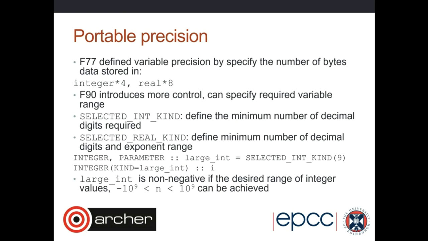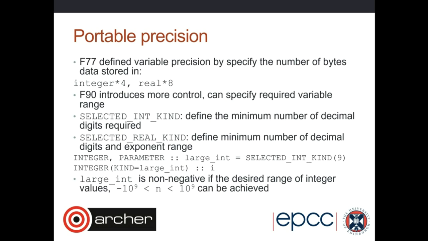So here's an example. I've got this select int kind 9 as a parameter. And then when I declare my variable I say integer, brackets, kind equals large int, of I. And that means that the I variable will be able to store any integer which is between minus 10 to the 9 and plus 10 to the 9. And if I put 12 there instead in the select int kind, I could store a larger integer.